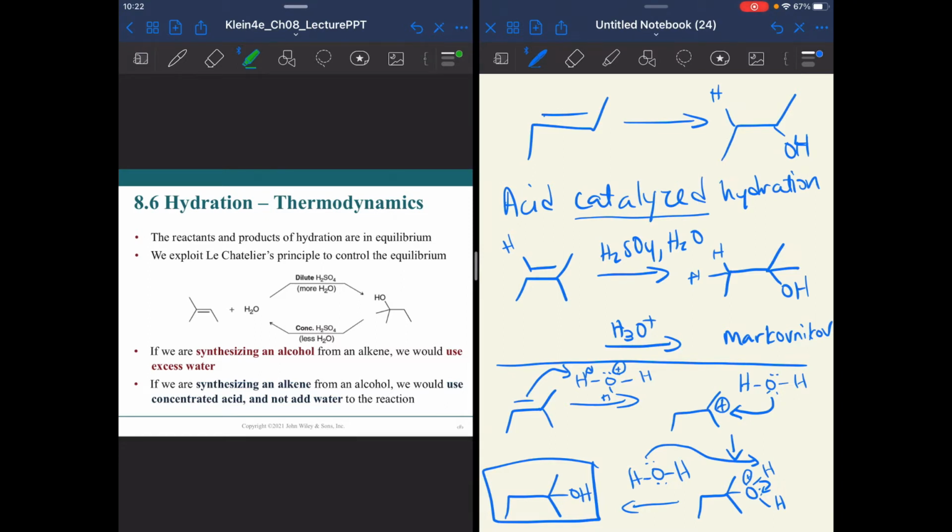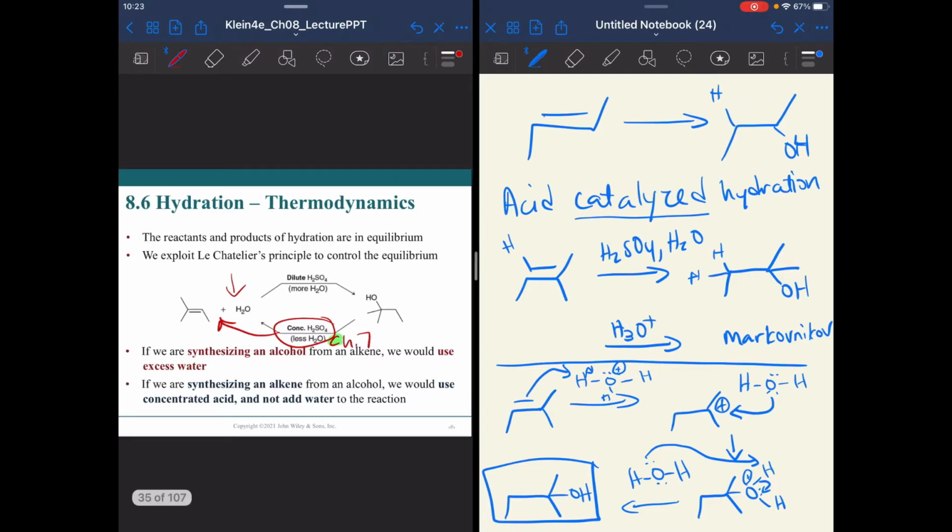This is just the reverse of the acid-catalyzed dehydration. When we had an alcohol in chapter 7, right? This is a chapter 7 reaction here. You used concentrated H2SO4 and you made the double bond and some water. So if you add in more water, this just messes with Le Chatelier's principle. You add in more of what's on this side, it's going to push the reaction in the other direction. So dilute H2SO4 is going to hydrate that double bond.